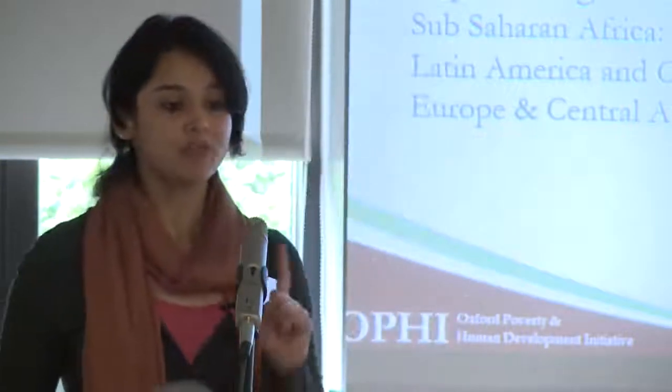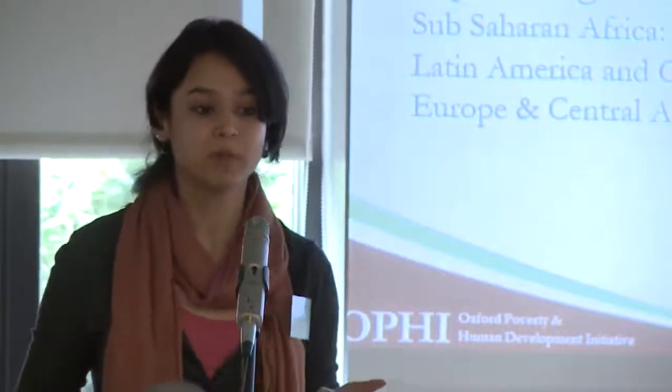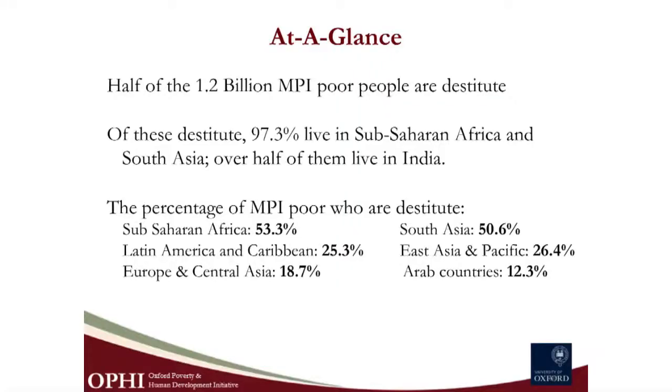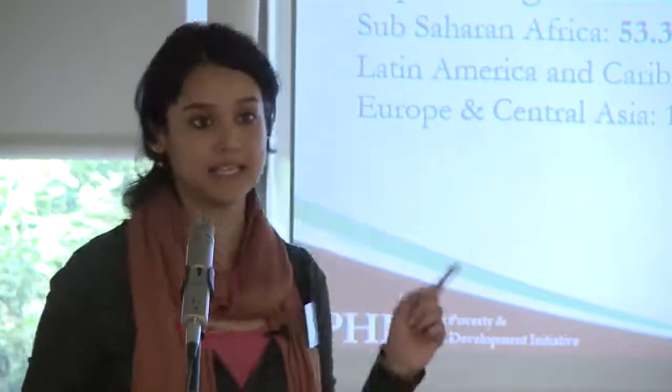So what we find is half of the MPI poor people are destitute, and of these destitute, 97.3% live in sub-Saharan Africa and South Asia. And of the destitute, half of them live in India. Of course, the thing to remember here is that India's data is a bit dated, but over half of them, around 430 million destitute, live in India.